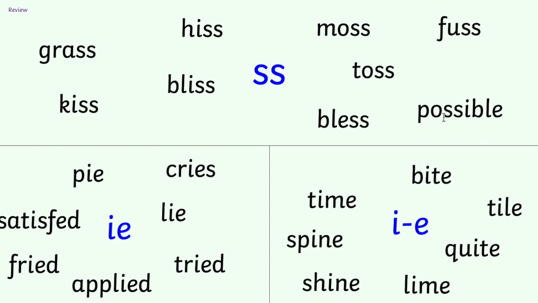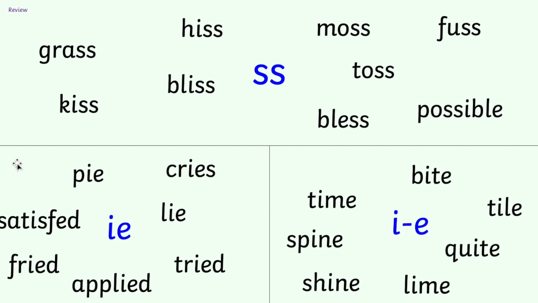Right, let's have a look then at our I sounds. Now we were looking at these last week, so I'll be interested to know how many you thought of. So over here with the IE sound, we've got pie, cries, lie, tried, applied, fried, and satisfied. All words with that I sound. And then over here for the split digraph IE, we've got time, bite, tile, quite, lime, shine, and spine. I wonder if you found any of the same words as me, and I wonder if you found some of your own as well. I'm sure you did.